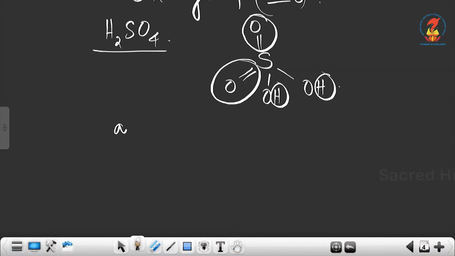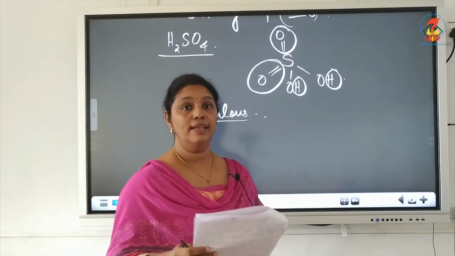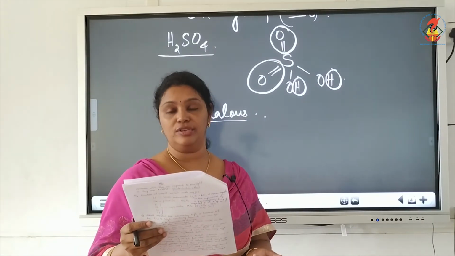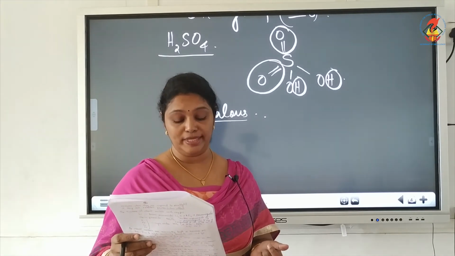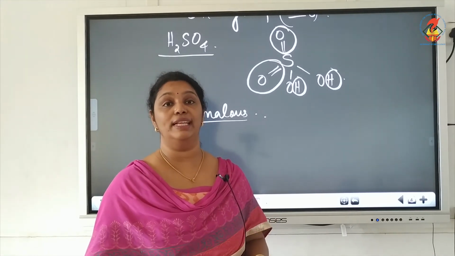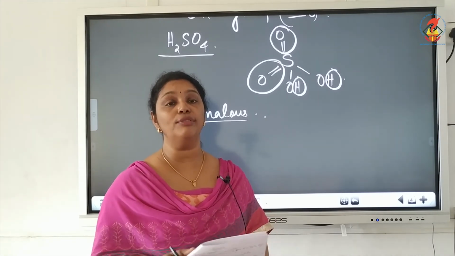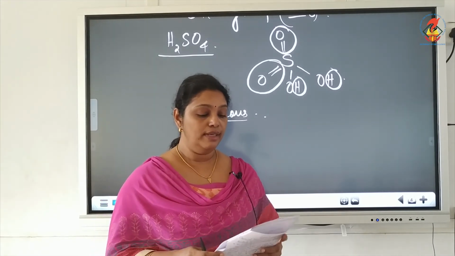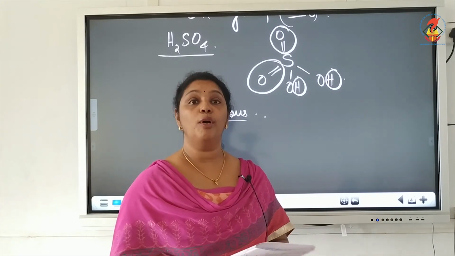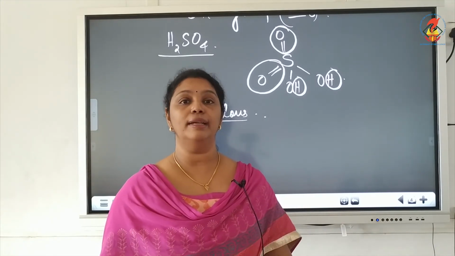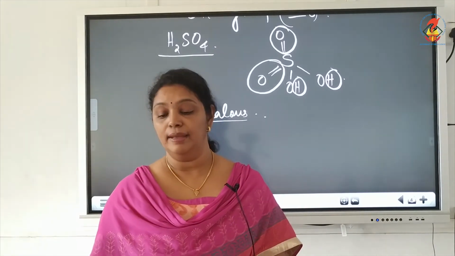Anomalous properties of lithium. Lithium is the first element of group 1. Now, what are the reasons for the anomalous properties? Small size, large charge by radius ratio, absence of d orbital, and the maximum covalency is 4. So, these are the 4 reasons for the anomalous properties of lithium. Now, next let us see the points of difference between lithium and other alkali metals.